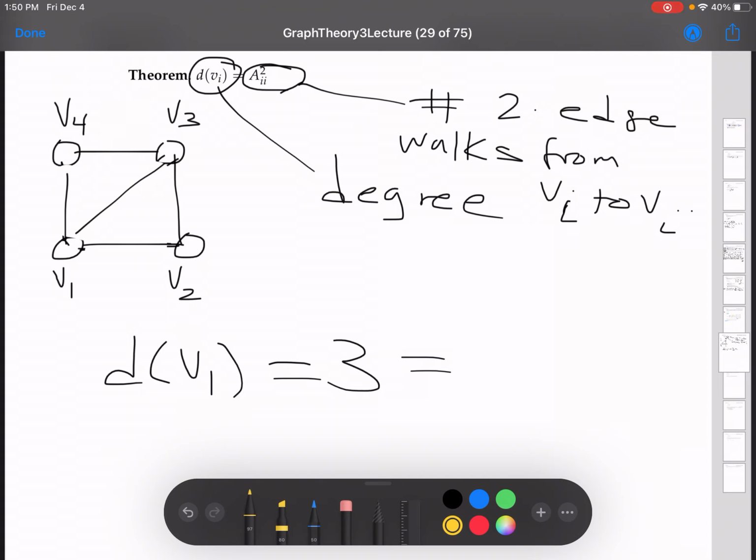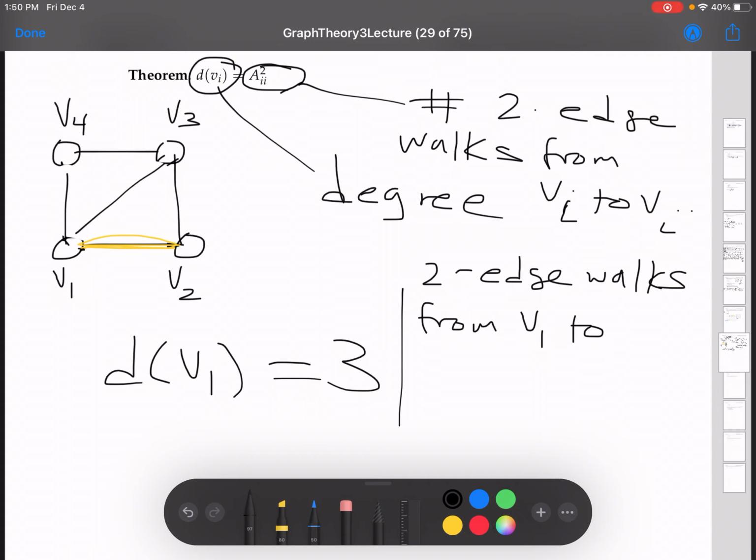So now let's ask ourselves, how many two-edge walks are there from V1 to itself? Let me draw them. We could go this way, but to get back, we have to go back the same way. It goes down and then comes back. That's a two-edge walk. I'll list them here. One of them would be V1, V2, V1. It goes out to V2 and then back to V1.